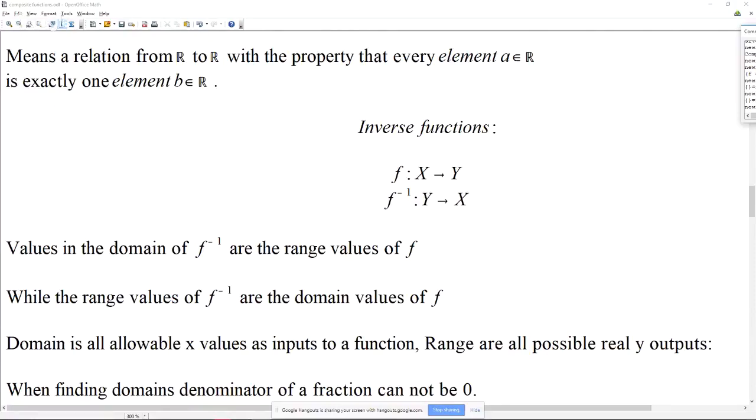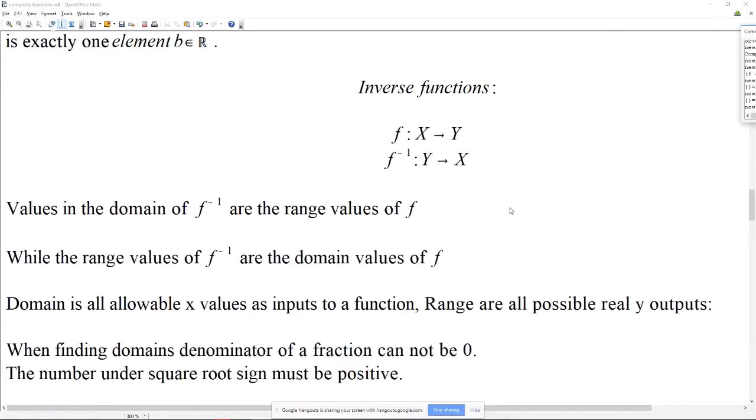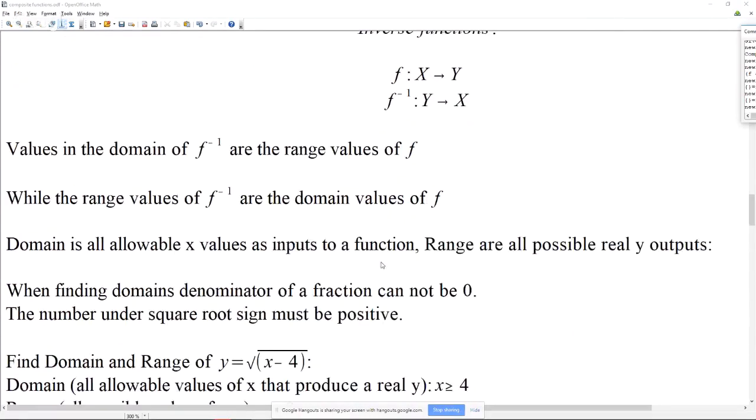When you're taking the domain, you've got to know if the values of x are appropriate. I'm just throwing this example out, I didn't write this down, but if I have the reciprocal function, 1 over x, 0 is not in the domain of that, because 0 would give 1 over 0, which is undefined. But any other real number works. So that's what we mean by domain. The fraction's denominator cannot be 0, and the number under the square root sign must be positive. Let me show you what I mean by that.